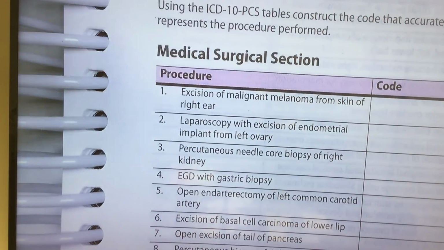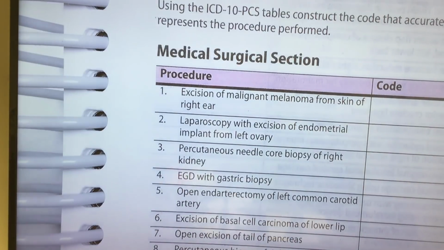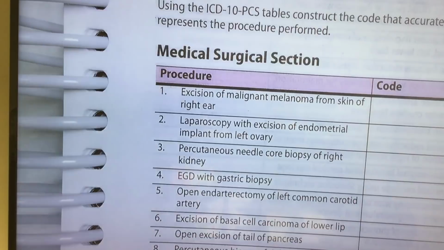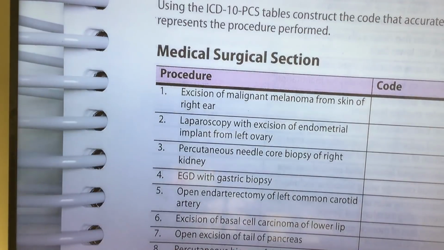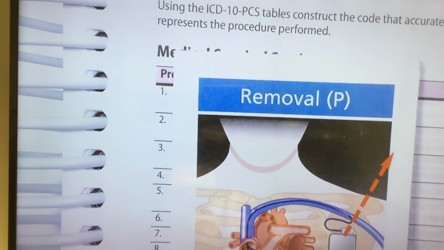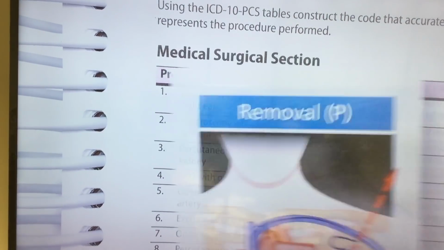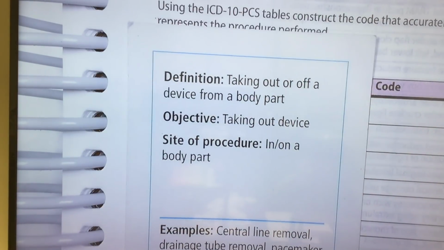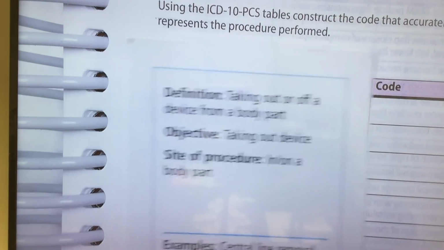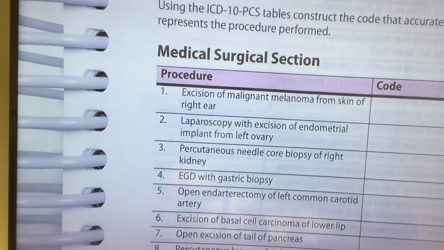Why? Because the doctor is taking out part of the ear. He's not taking out the whole ear. That would be resection. We're not doing removal because we're not removing a device. Uh-oh, look what I just found. My flashcard for removal. Taking out or off a device from a body part. So I know removal is out.